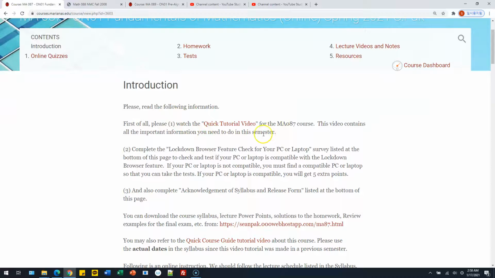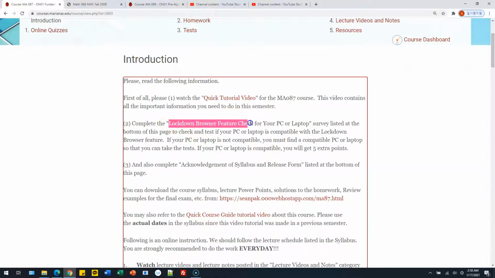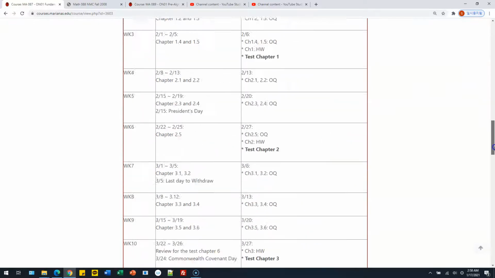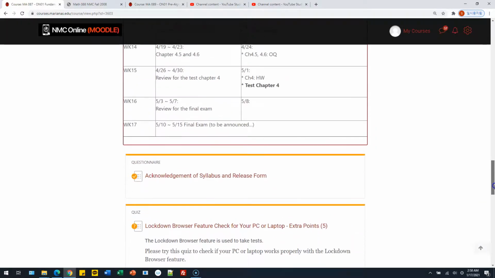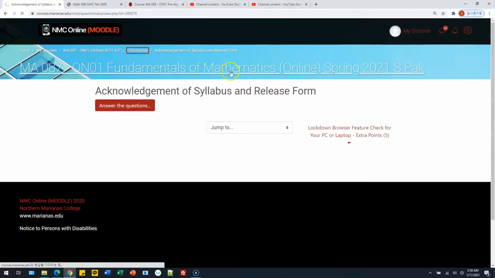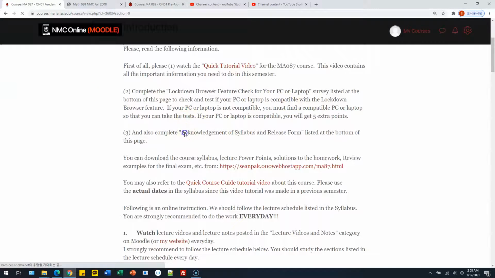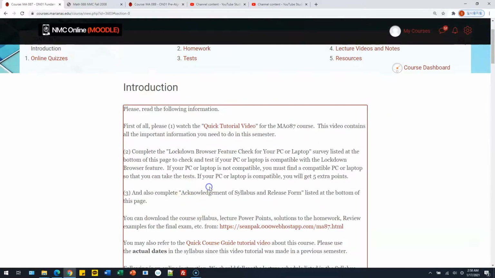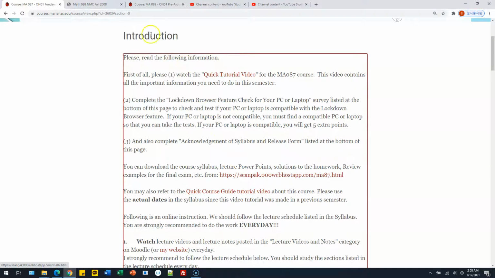Okay, so I explained these categories, and then let me go to the introduction. So this tutorial shows this information. Make sure to complete this lockdown browser feature check for your PC and laptop. And then also complete this one, the acknowledgement of syllabus release form. This one is at the bottom of this screen. So click this, and then make sure to complete these questionnaires. Okay. So let me go to that introduction. So make sure to complete this number 3.